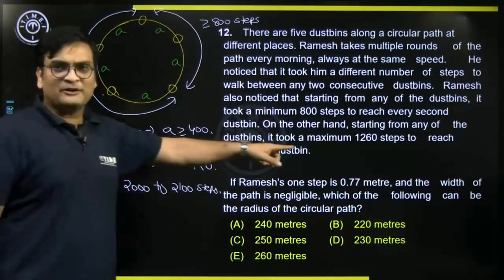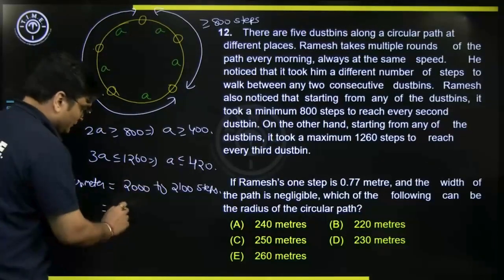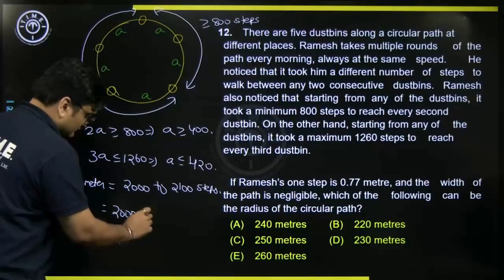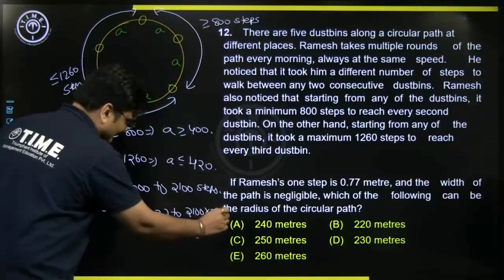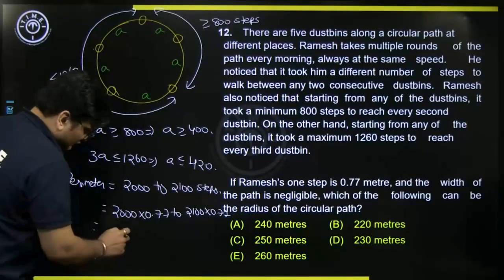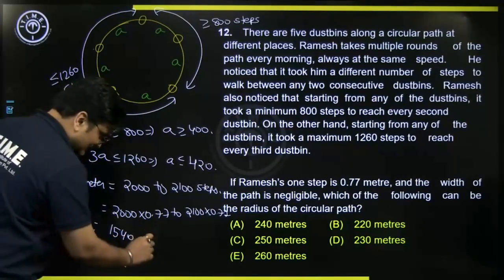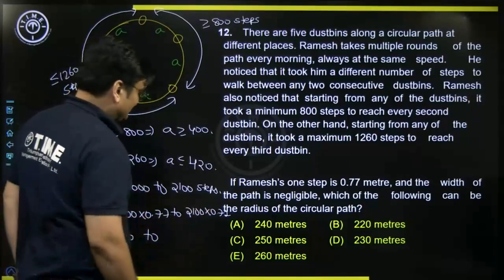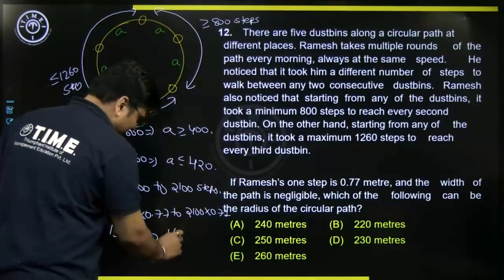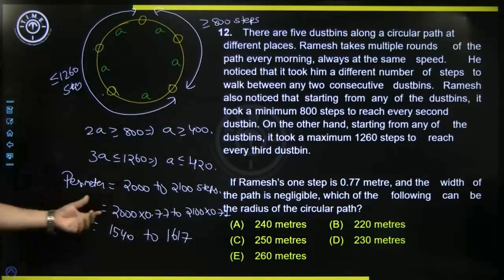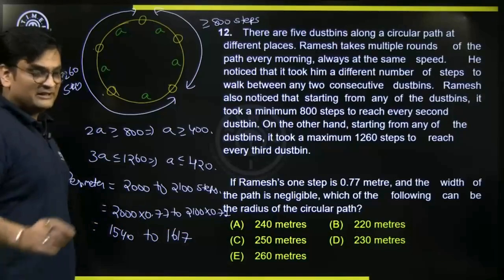It's given that one step was 0.77 meter. So can I say the perimeter will be between 2000 into 0.77 to 2100 into 0.77. So when I simplify, 20 into 77 will be what? 1540 meters. And 21 into 77 will be, 77 into 20 is 1540, 1617. This should be the possible values for the perimeter, from 1540 to 1617 meters.